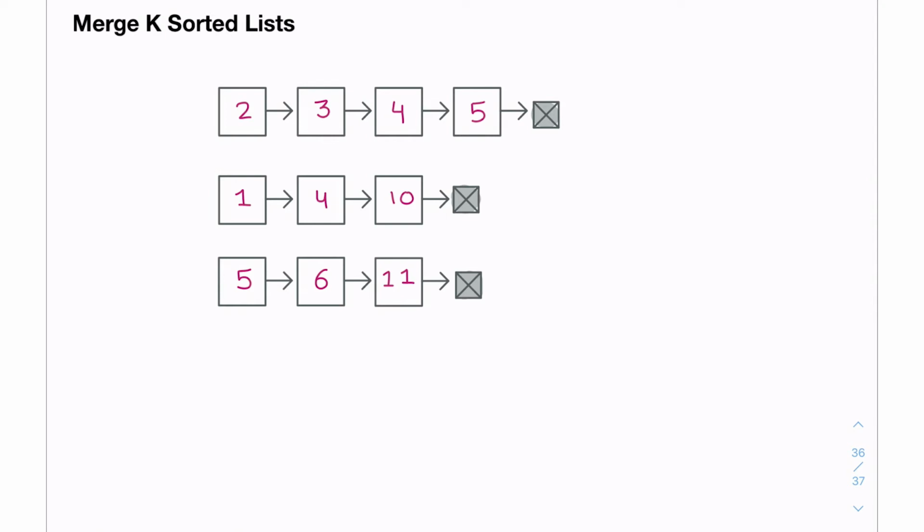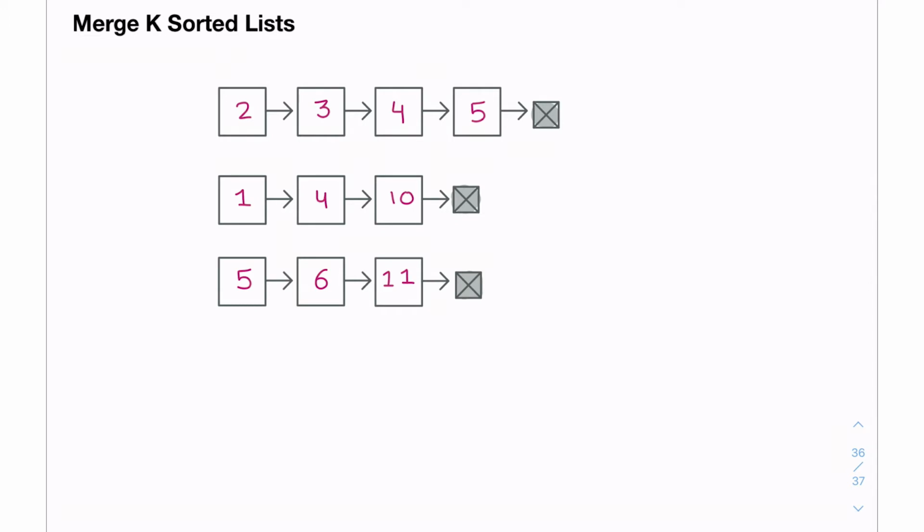Welcome back. Today we'll be looking at how to merge k-sorted lists. And the question can be to merge k-sorted lists or to merge k-sorted arrays. Doesn't really matter, the approach remains the same, right? So let's first start off with understanding what the question really asks us to do, right?